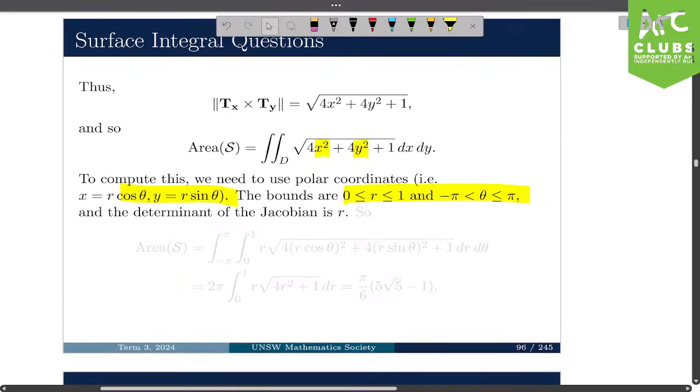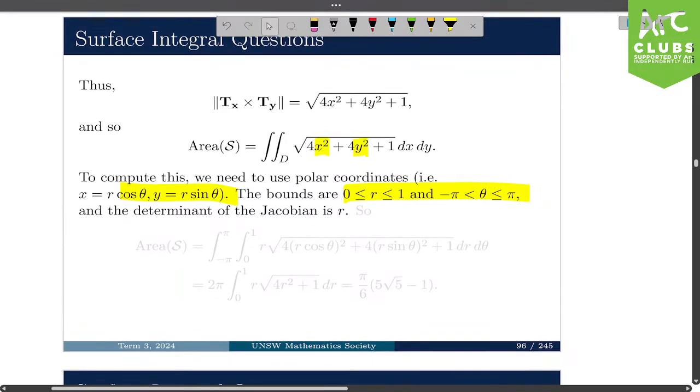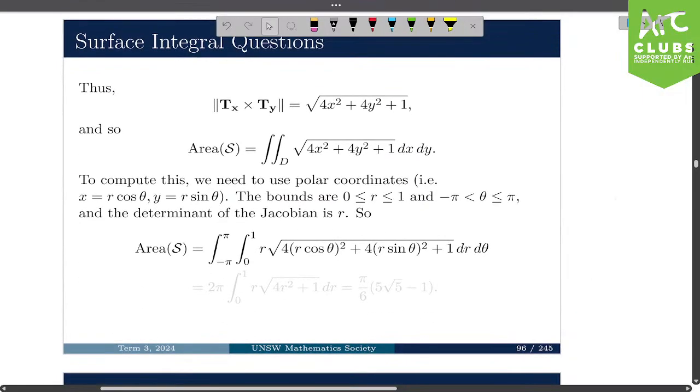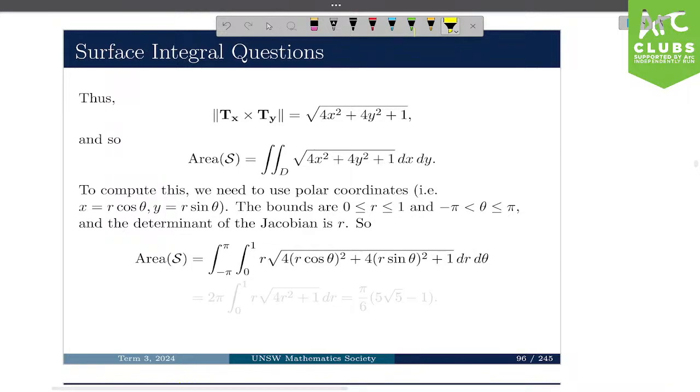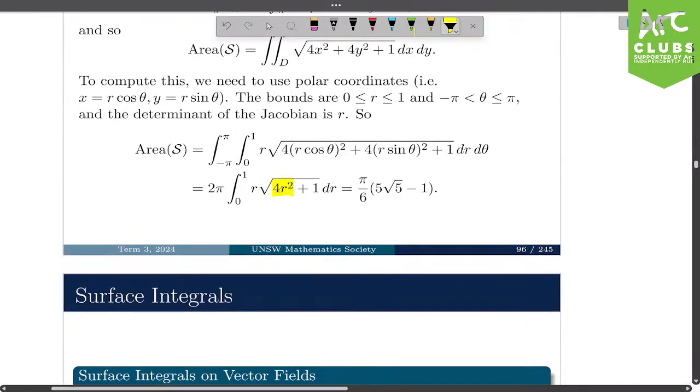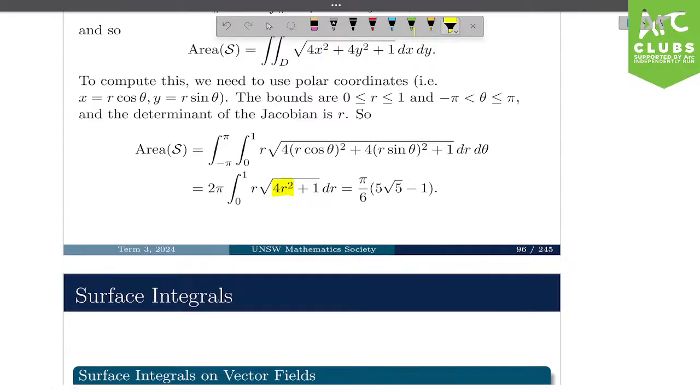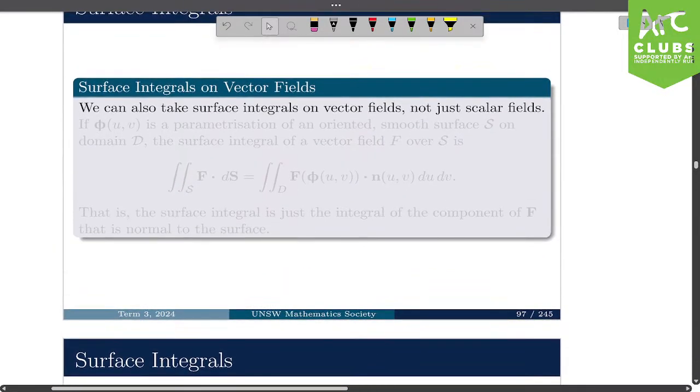The determinant of the Jacobian is r, so dx dy becomes r dr d theta, and we plug our values in, and now it's just a matter of simplifying. The cos squared theta and the sine squared theta just become a 4r squared, which we'll see in the next slide. It just becomes a 4r squared there, plus 1. So this is quite a tricky integral. You can just do a reverse chain rule here. The answer's not very nice, but that is the surface area via integration. So that's how you do that. A bit of work, but nothing too crazy.